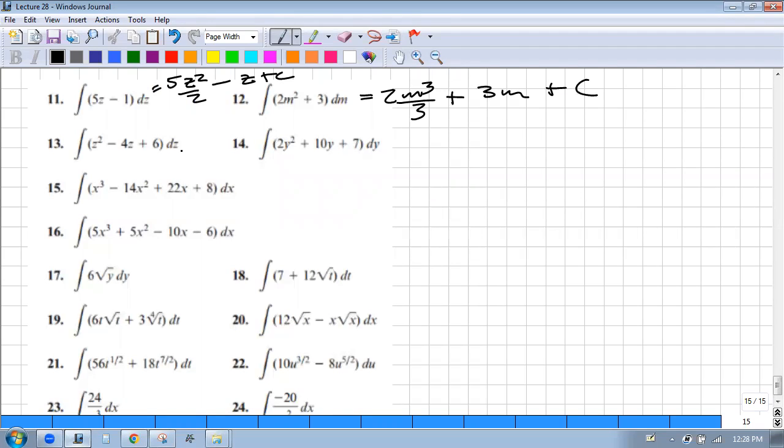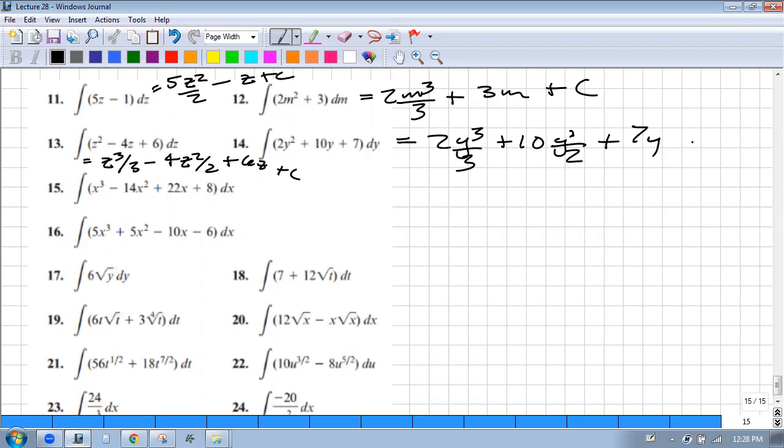All right? This guy here would be z cubed over 3 minus 4 z squared over 2 plus 6z. Add the constant. Here we keep the 2. The y squared becomes a y cubed over 3. Keep the 10. The y becomes a y squared over 2. And then the 7 becomes a 7y. X cubed becomes an x to the 4th over 4. We have a minus 14. The x squared becomes an x cubed over 3. Keep the 22. The x becomes an x squared over 2. And the 8 becomes an 8x.